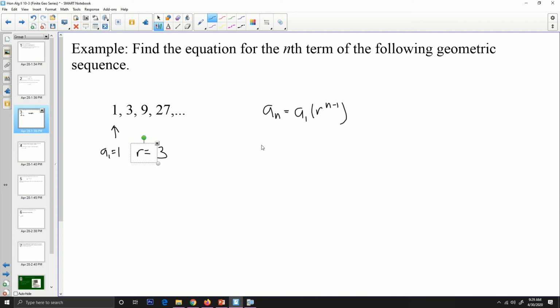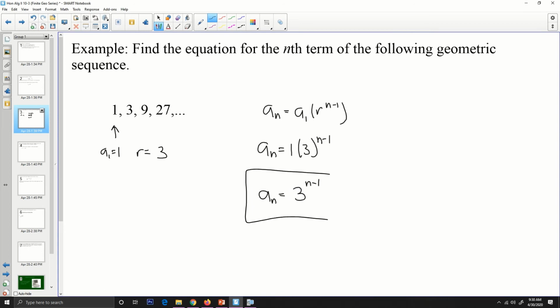Now it's just a matter of filling in the blanks. A sub n, the nth term, is equal to 1 times 3 to the n minus 1. Now we wouldn't ever leave 1 times anything. So our final answer will be a sub n equals 3 to the n minus 1. Put a box around that, and we'll say we're good.